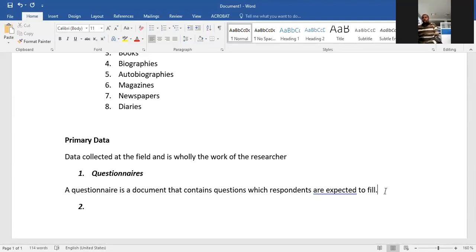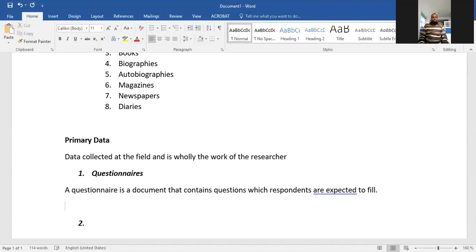So you write questions that are relevant to your research, that are relevant to your subject. That is now your questionnaire, and then you print out those questionnaires, or you can send them to respondents via email. And then they answer the questions, they fill the blank spaces, and they send them back to you.